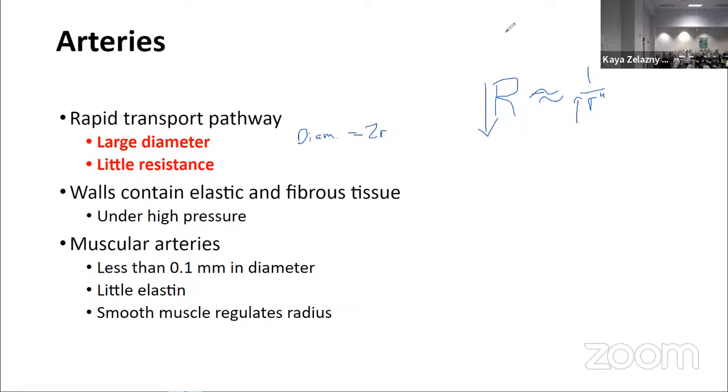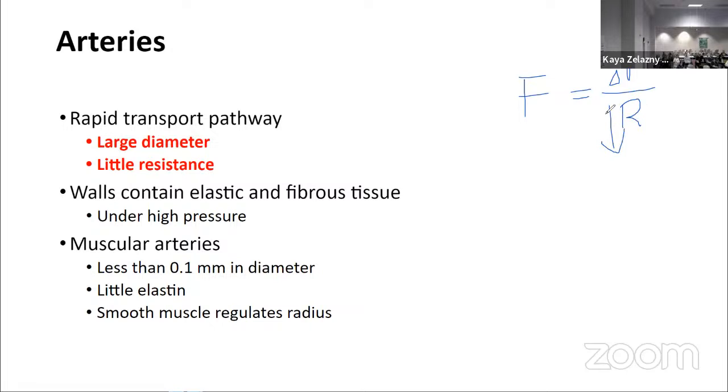And so large diameter is going to create low resistance. If we have low resistance, right, I'm going to write this over and over and over, right? Low resistance. If you divide by a little number, a low resistance, you're going to get a big flow rate, right? So that's why it's important that we have low resistance here. Lots of flow. So the walls of our arteries are going to contain elastic and fibrous tissue. That's a property that is particularly true of the arteries.